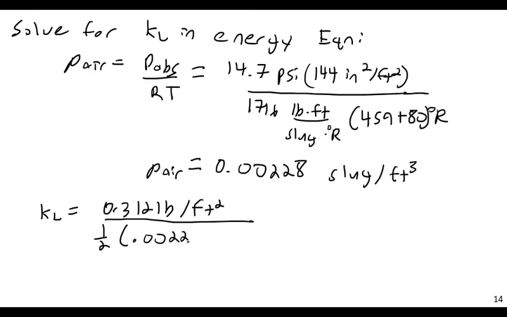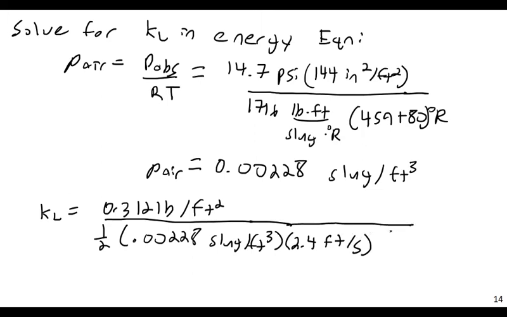Times one half times 0.00228 slugs per cubic foot times 2.4 feet per second quantity squared, and KL finally will come to 47.5.